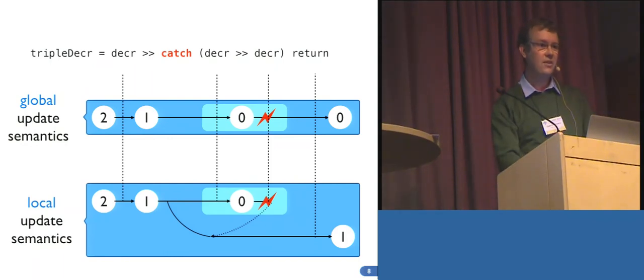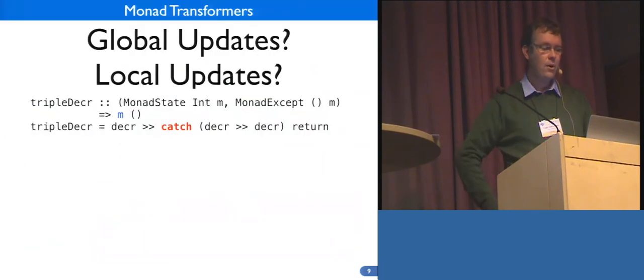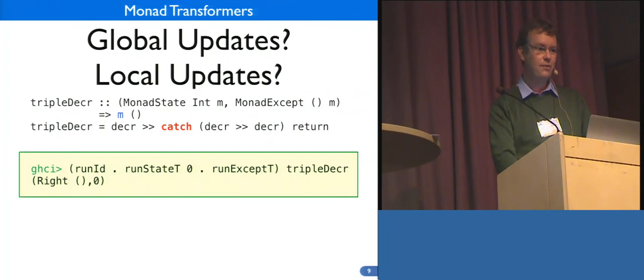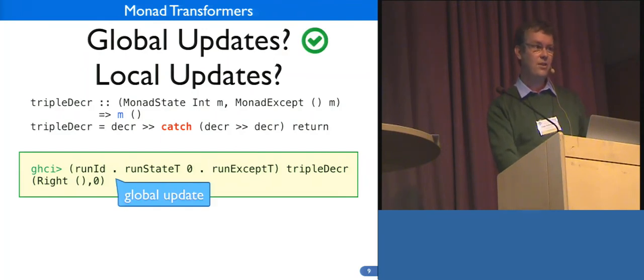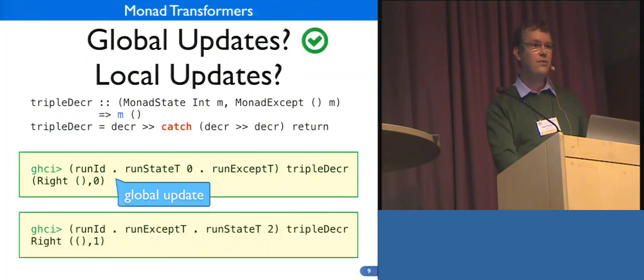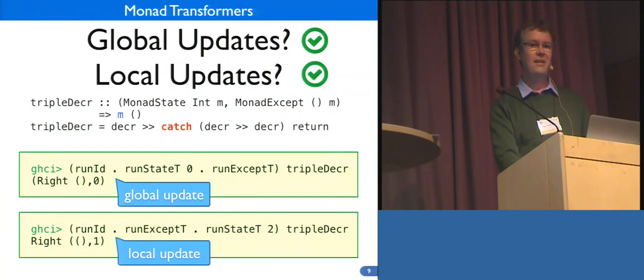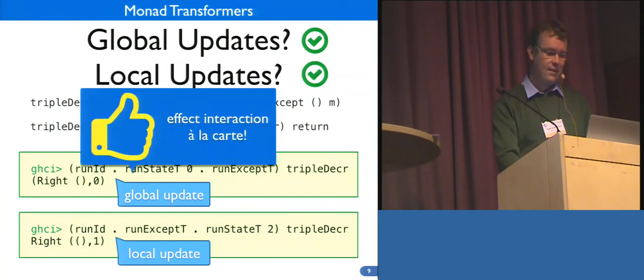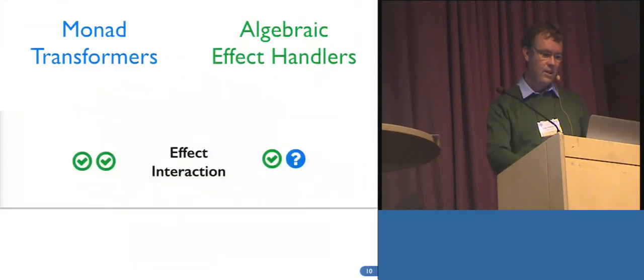So 2 possible interactions here, and of course we want to see those possibilities again when we're running our program with monad transformers. And that's easy, just choose one order for running the transformers. In the first case here, what you get is the global update semantics, and running the transformers in the other order gives you the local update semantics. So that's cool, we get this flexibility of choosing which interaction we want. Great. Okay, so monad transformers are holding up.